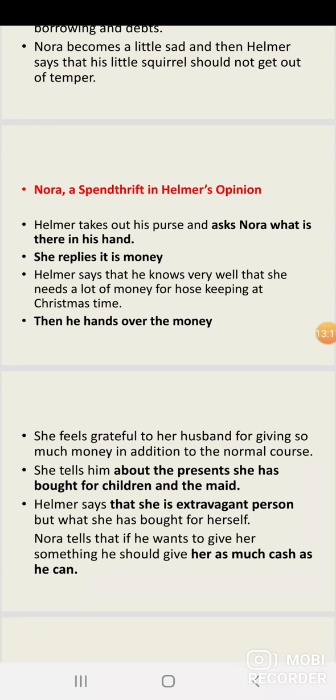Now she feels grateful. She says she is very grateful to her husband for giving her so much money in addition to the normal course. So he is giving additional money. Therefore, Nora says that she is very grateful to him. She also tells him about the presents that she has bought for the children and the maid. Categorically, she tells him about this shirt, this pant, or this suit, or the other thing that she has bought for her husband, for her children, and for the maid. For everyone she has bought things on this eve of Christmas.